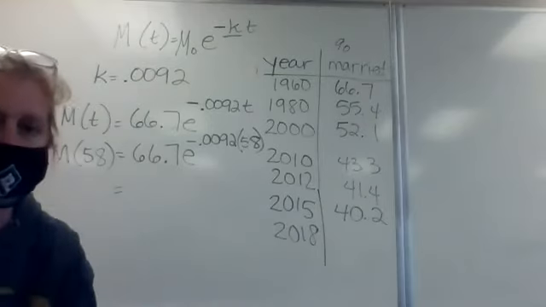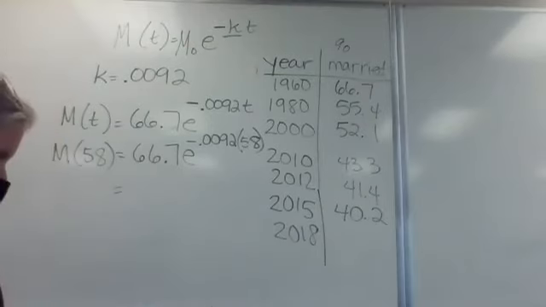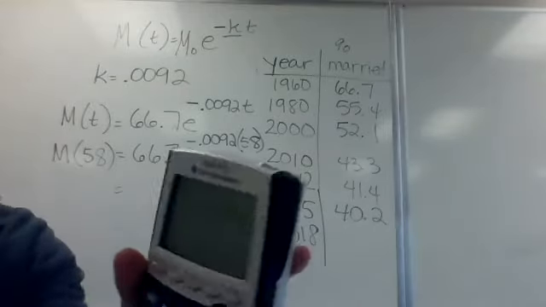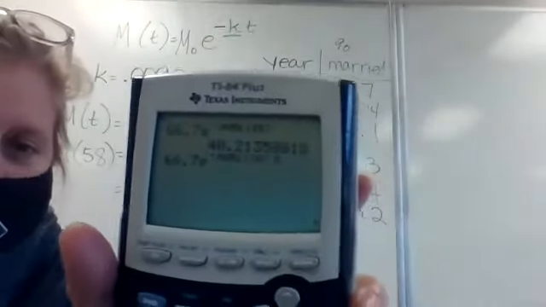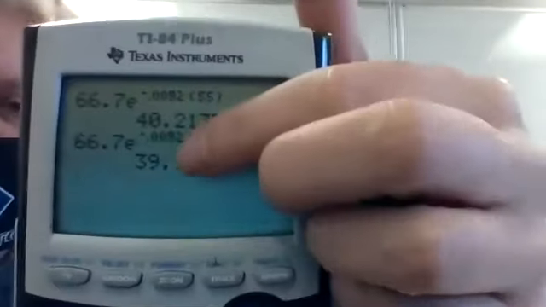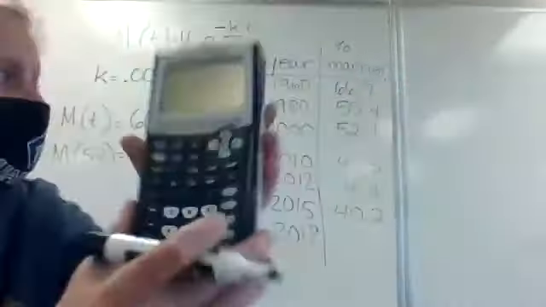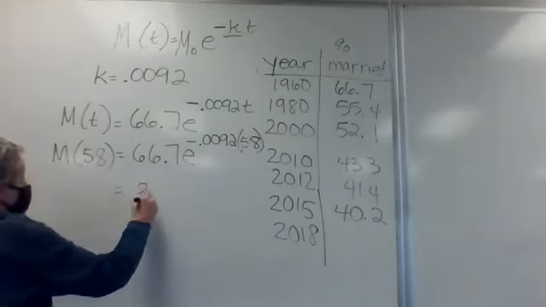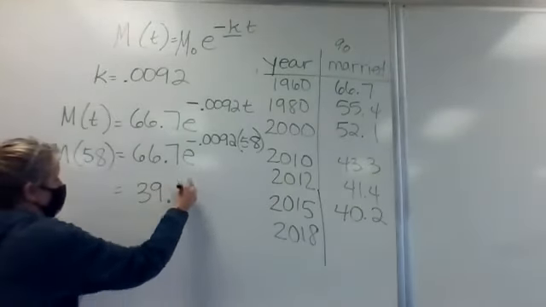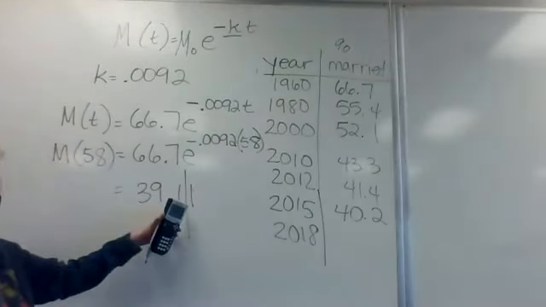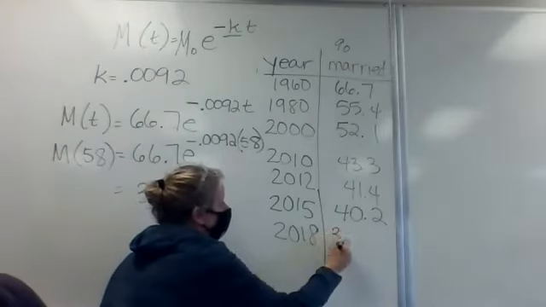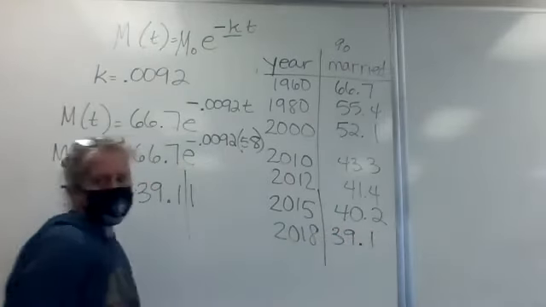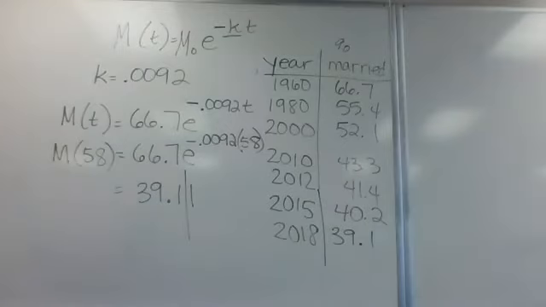So putting that in my calculator, 66.7 e to the negative 0.0092 times 58. And rounding that to 1 decimal, so 39.1. Which means I don't need to round up. So in 2018, 39.1%.